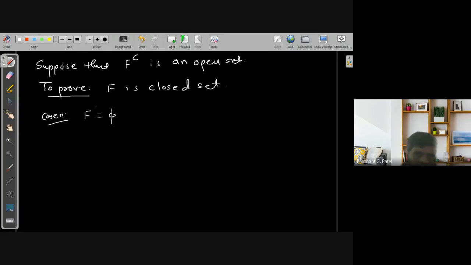Or I can say F complement is empty. Because we have assumed it is an open set, let us assume that its complement is empty. In that case, F will be X. If the complement is empty, F will be X, which is already a closed set, because we have proved that the entire set, the full set, is always a closed set. So that proves the thing. Case number two.